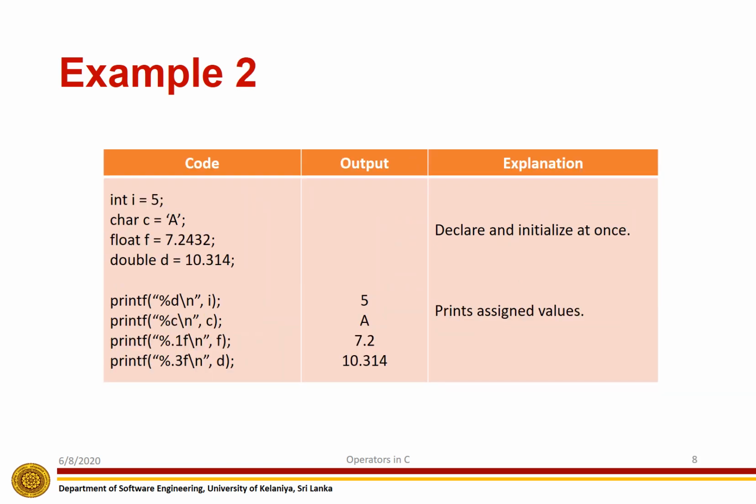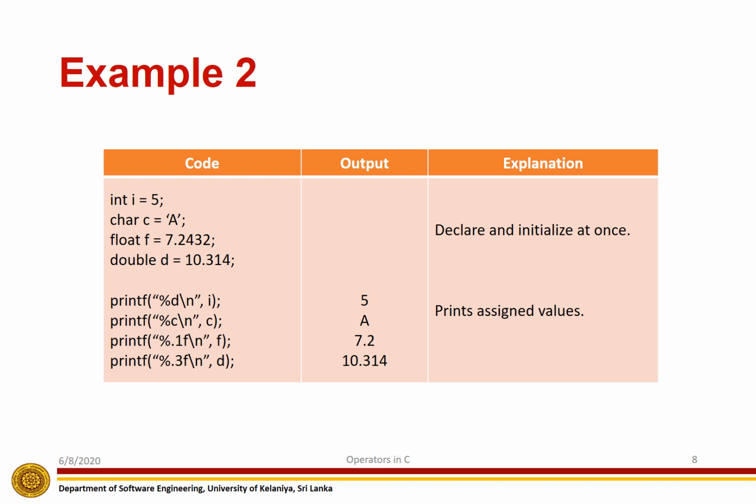Now we will see another example. In here I have declared and initialized the variables first. I have done both the declaration and the initialization in the same line here. First, int i = 5. 5 is an integer, so the data type is int. So now the value of i is 5.